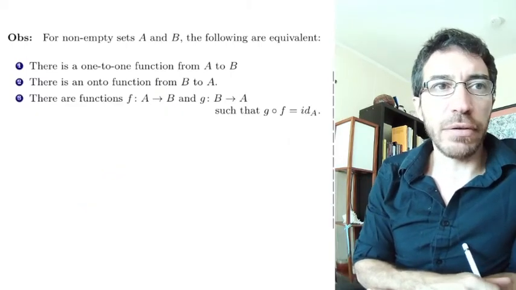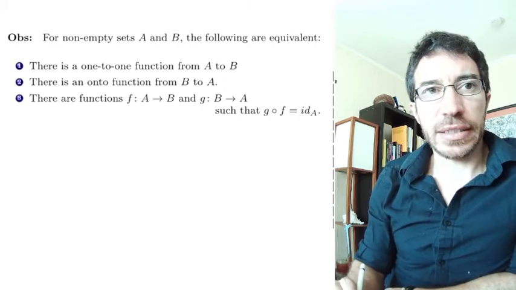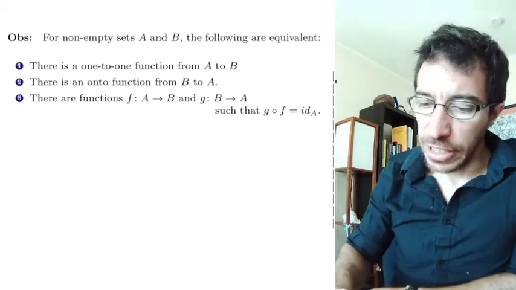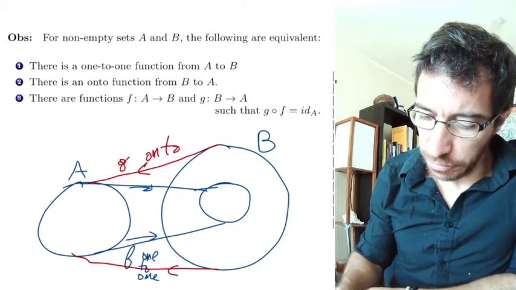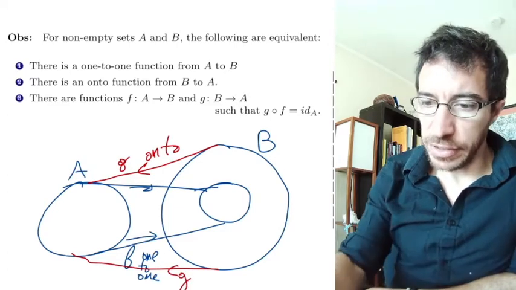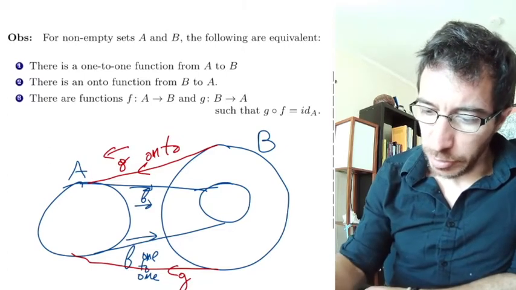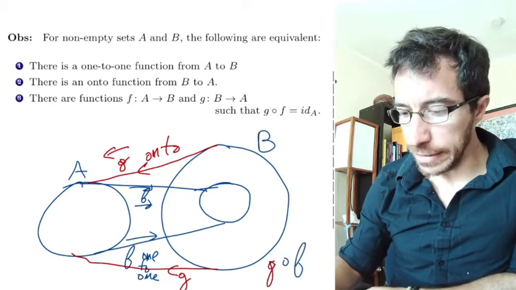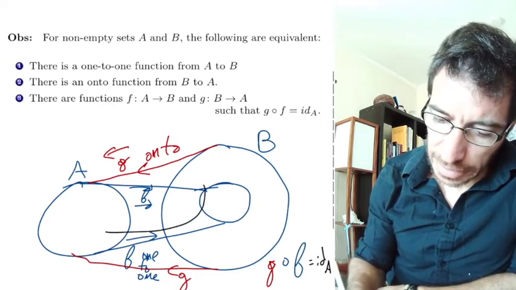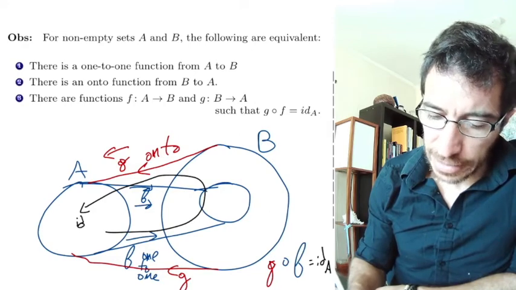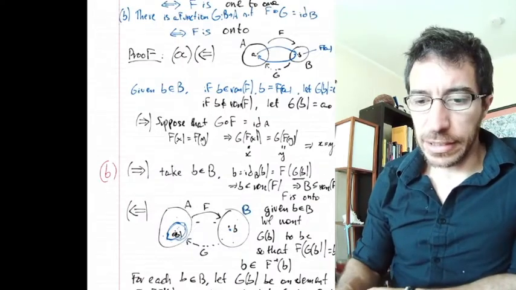Because both of these are equivalent to saying that there exist functions f and g such that if you compose f with g, you get the identity on A. So essentially, in this picture up here, if the function going back, the red one, is g, and f is the blue one going there, f goes that way, g comes this way, then if you compose them, you get the identity of A. So if you go from A and then come back, this composition gives you the identity on A.